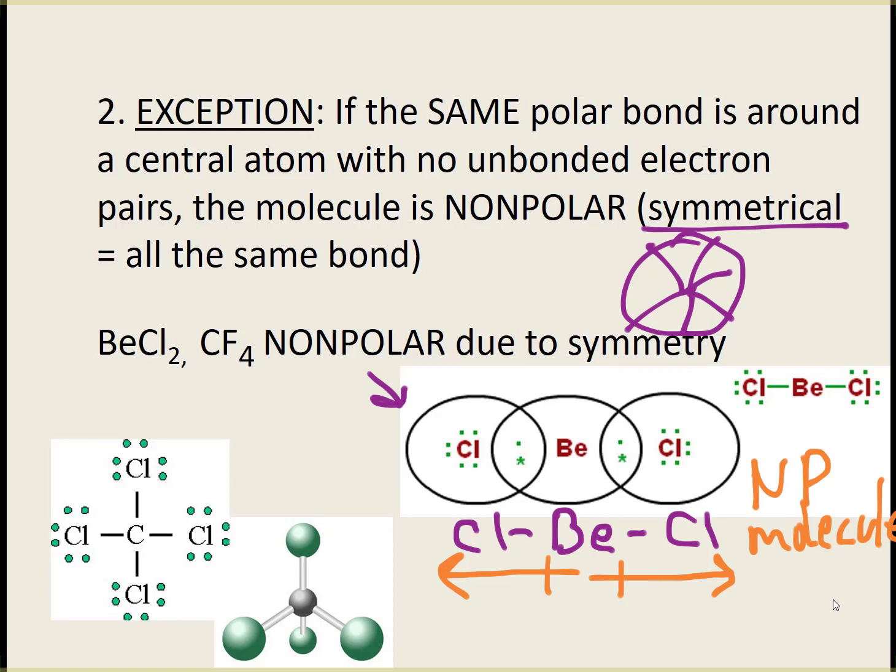Let's look at carbon tetrachloride. So carbon with 4 chlorines. You can see I have the same polar bond all the way around. And so because of that, all the bonds will cancel out and it will be nonpolar.